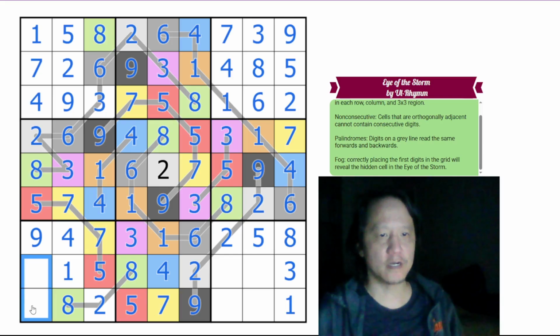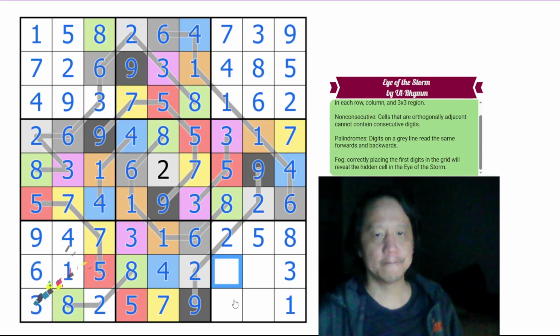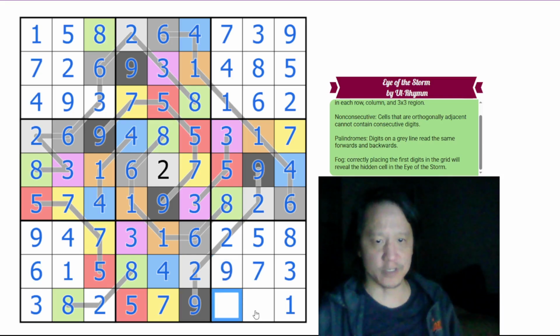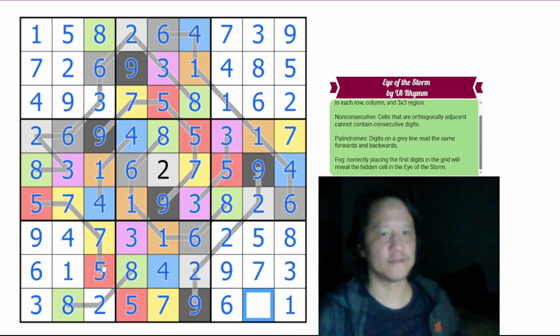Remaining digits in column 1 are 3 and 6. This can't be 3 because it's 3 in the row, so that's 6 and 3. We're close to solving it, so we celebrate the 3 in the corner. We have 7 and 9 remaining in row 8. This can't be 9 because of 9 in the column, so that's 7, 9. That leaves this as a 6 and this as a 4.